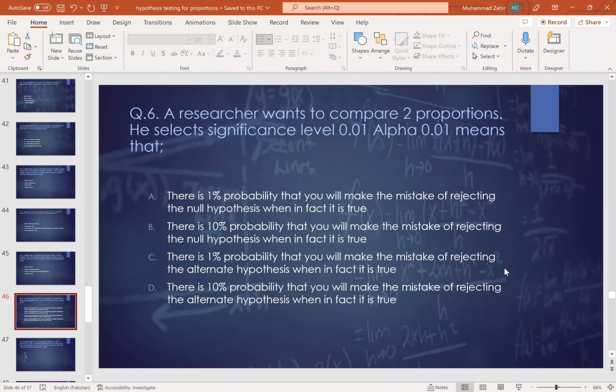Yes, the correct option is A, absolutely right, that there is 1% probability that you will make the mistake of rejecting the null hypothesis when in fact it is true.